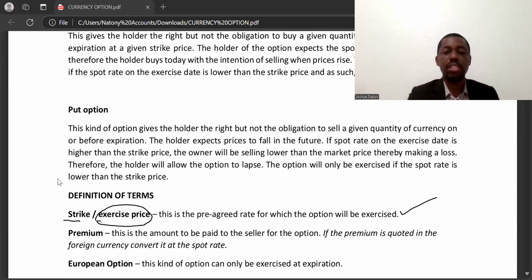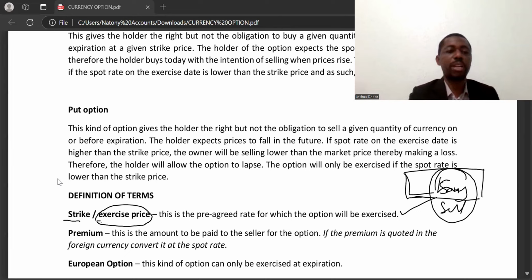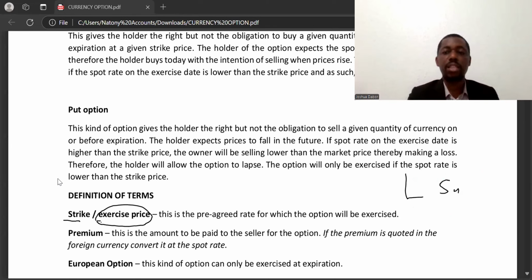Okay, so at the inception of the contract, because you have the option to buy or to sell. So now, because you have the option, you cannot make a loss. So for you to have that option, you have to pay a particular amount of money that is known as what? The premium. And the premium is paid upfront. The premium is paid upfront on the date the contract is entered into.